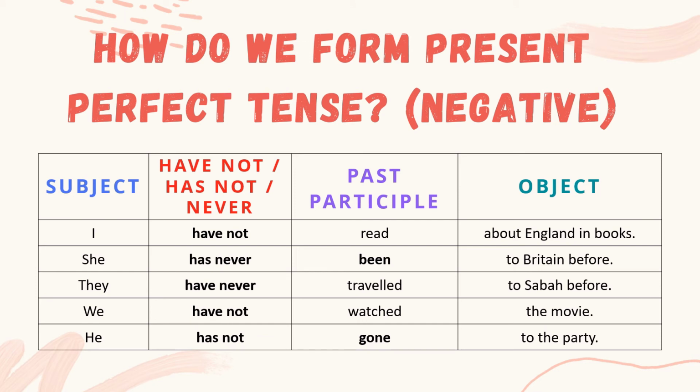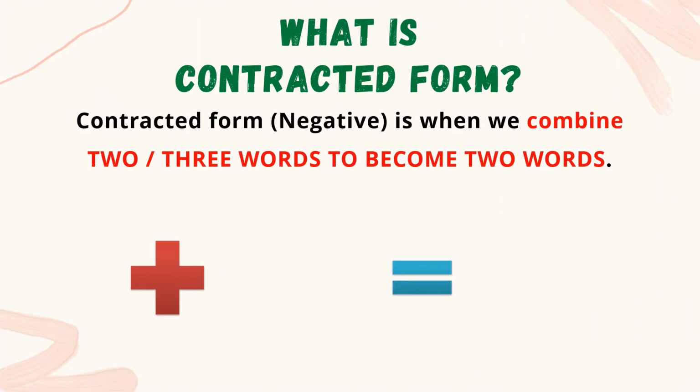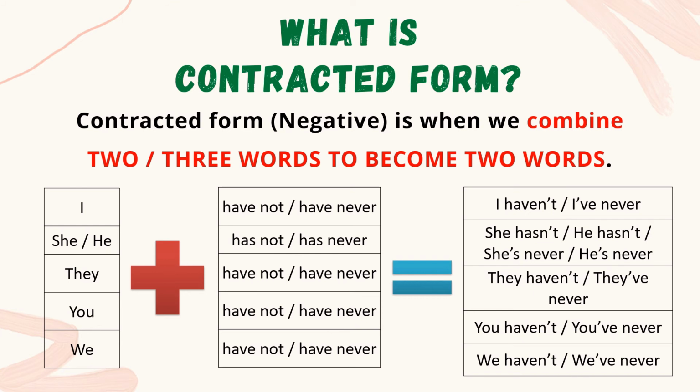In negative sentences, we can also use contracted form. But in negative sentences, the contracted form is different from contracted form in affirmative sentences. Contracted form in negative sentences is when we combine two or three words to become two words. Let's look at the examples.